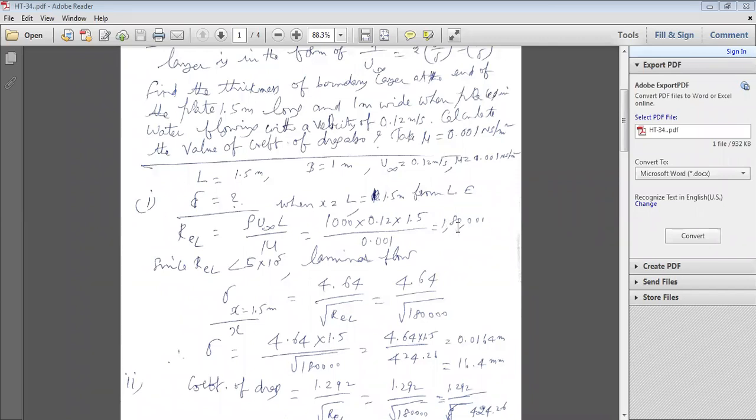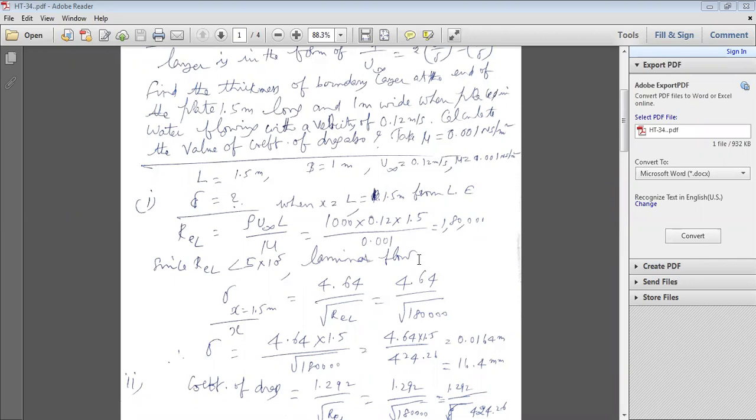1,80,000. Observe this value and verify whether it is less than 5 into 10 power 5 or not. 5 into 10 power 5 is 5 lakhs. But this value Re_L is 1,80,000. Obviously, the Reynolds number is less than 5 into 10 power 5. So since Re_L is less than 5 into 10 power 5, we can say that the flow is laminar.